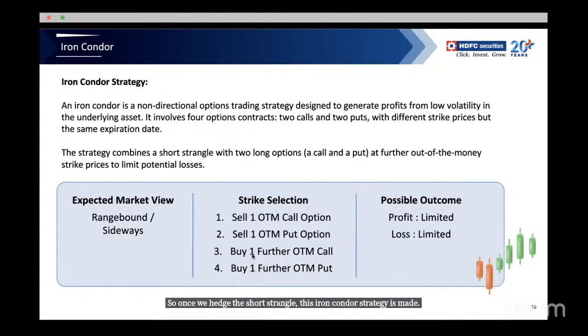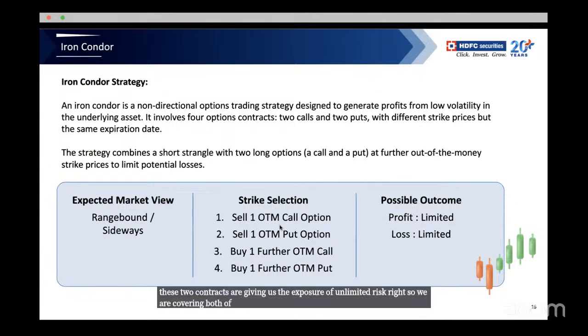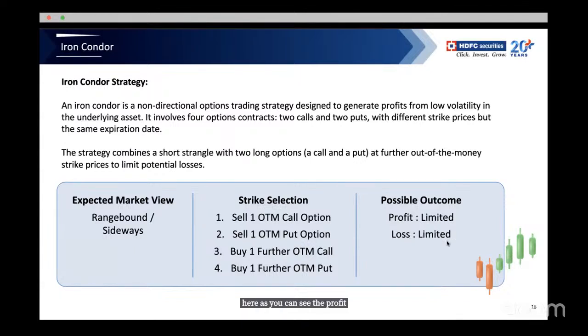Here we are buying 2 contracts, but which contracts? Further OTM call and further OTM put. These 2 short contracts are giving us the exposure of unlimited risk, right? So we are covering both of these contracts with the further OTM call and put. As you can see, the profit is limited and the loss is also limited.